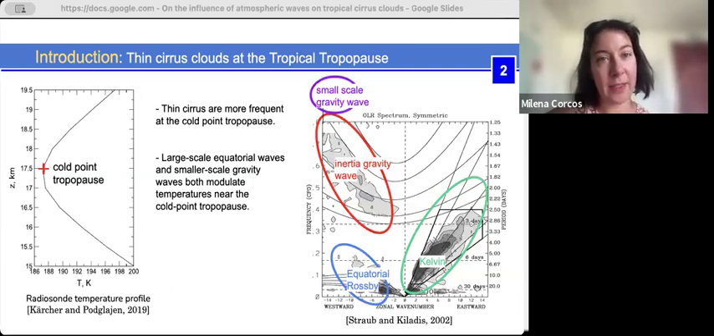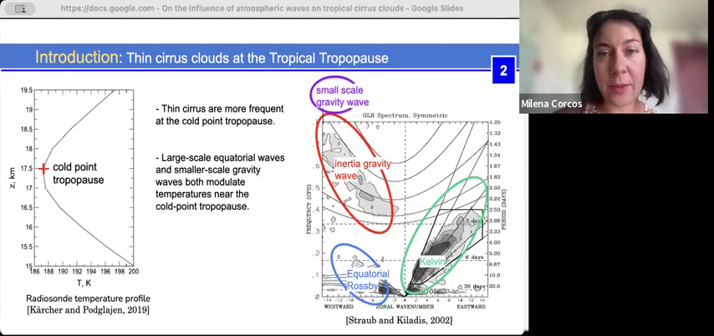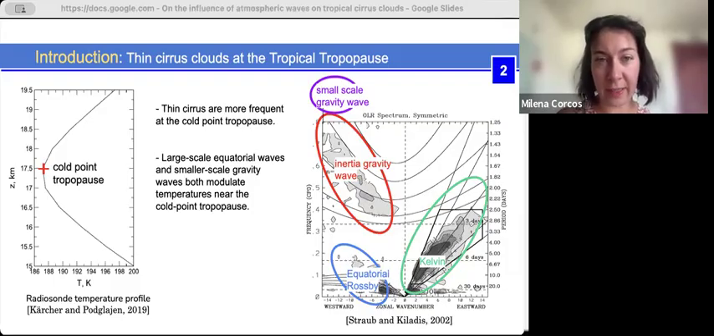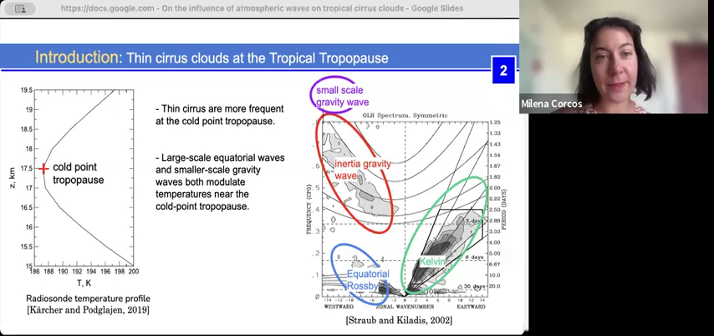So we know that cirrus clouds are most frequently observed near the cold point tropopause, where temperatures reach their minimum values at around 17 kilometers of altitude. And at these low temperatures, even small fluctuations of a few Kelvin can strongly affect ice crystal growth and sublimation. And we know that temperatures in the TTL are continuously modulated by a broad spectrum of atmospheric waves.